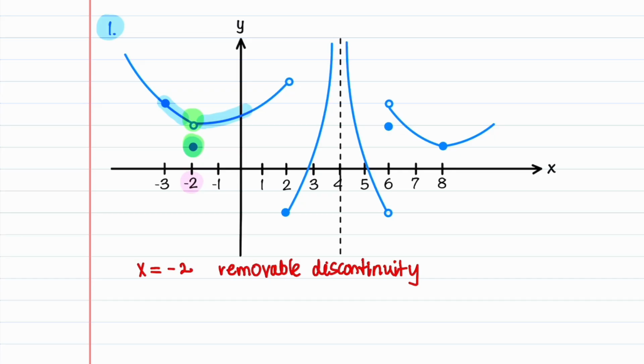Let's now look at our next x value, and that is x is equal to 2. Notice at x is equal to 2, our function is defined. However, the limit from the left is different than the limit from the right. And that tells us that we have a jump discontinuity. At x is equal to 2, let's write down that we have a jump discontinuity.